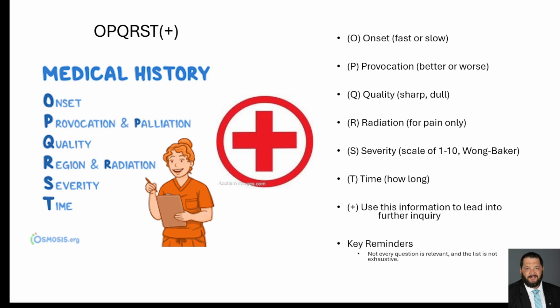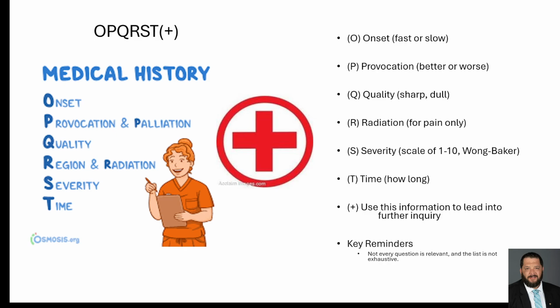For patients who can't speak, or particularly pediatric patients, you can use things like the Wong-Baker Faces scale, and that helps you get an idea, based on grimace or the facial expression of the patient, of what level of pain they're in. Time, again, is different than onset. Time is how long.